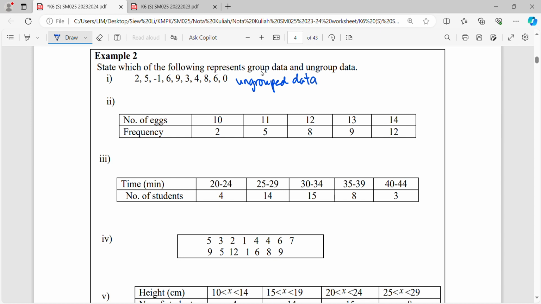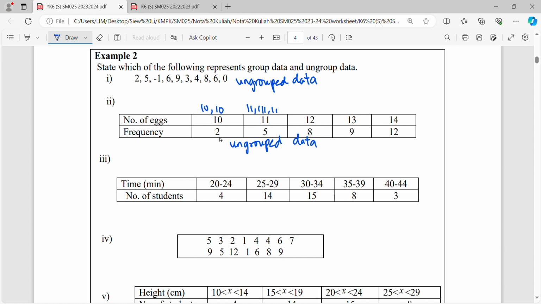When it is in a table, be careful with your table. You look at the result. Your data is the number 8. You are analyzing the number 8. Frequency is 2 means here is 10, 10. Frequency 5 means here 11, 11, 11. So this is still ungrouped data because we didn't categorize the data. We just put it in a table only.